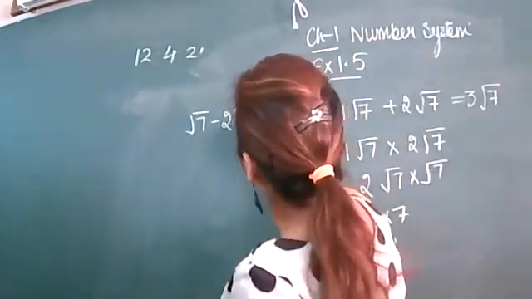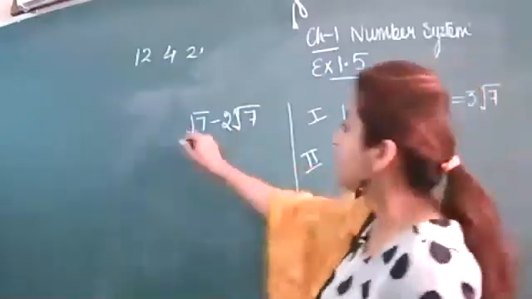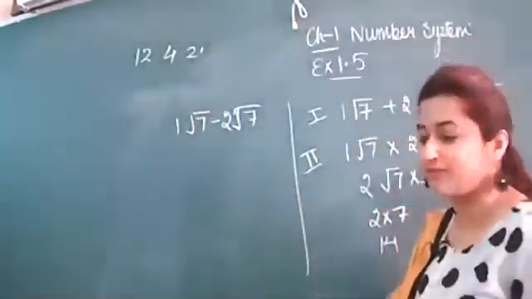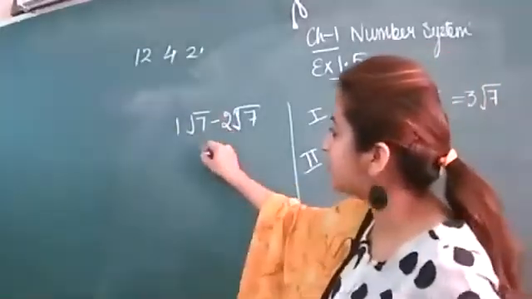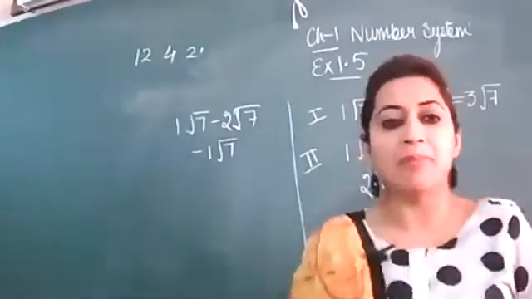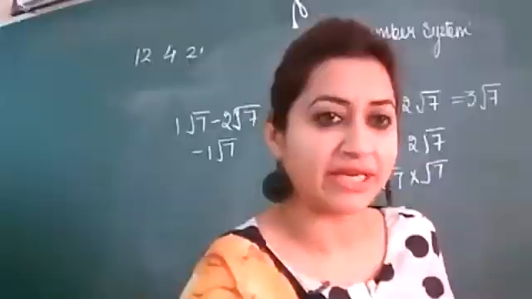If I want to subtract this root 7 and 2 root 7, what you will do, this is 1 root 7 and the next one is 2 root 7. If you want to subtract this, what you will get, plus minus minus makes minus, and the sign will be of the greatest, that is minus 1 root 7, or you can say minus root 7 directly.